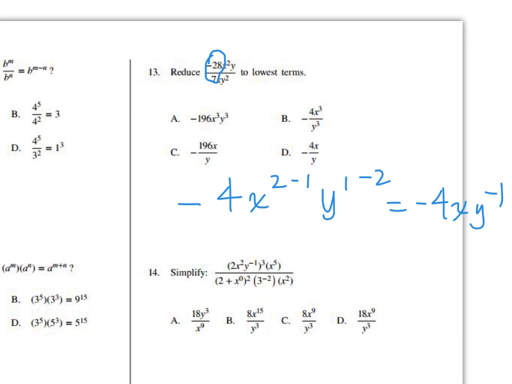Does that match any answer choices? No, but what could I do to make that exponent positive? Put it in the denominator. So I have 4x over y. Does that match? D. There we go.